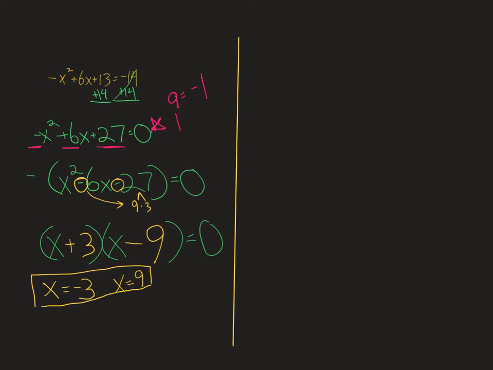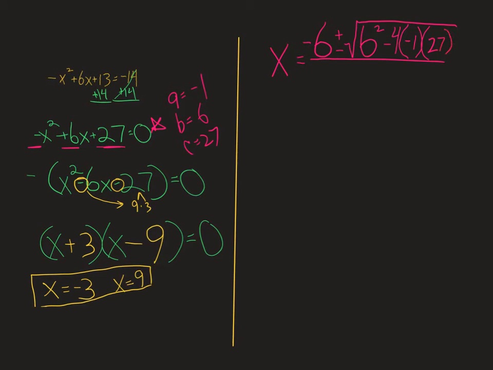A is negative 1. B is a 6. And C is the 27. So I'm just going to plug right into the quadratic. Negative b, which means negative 6, plus or minus the square root of b squared, which is 6 squared, minus 4, times the a, negative 1, times the c, 27, all over 2 times a, which is the negative 1.